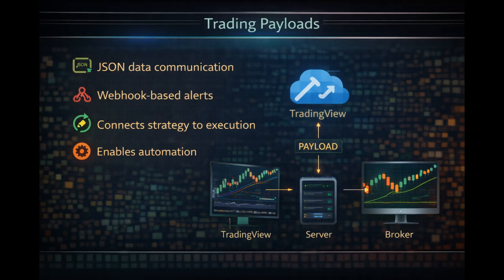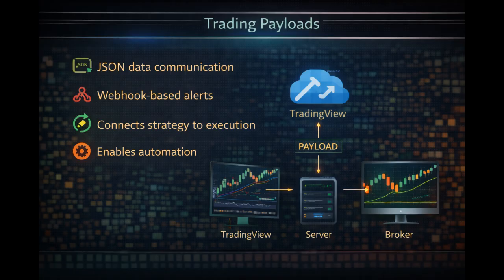Payload processing in algorithmic trading systems. After a payload is received by the trading server, the system processes the message and determines what action to take. The processing steps typically include: 1. Signal validation. The system verifies that the payload contains valid data such as a recognized symbol and valid price values. 2. Risk management checks. The system checks position size, maximum risk limits, and account balance.